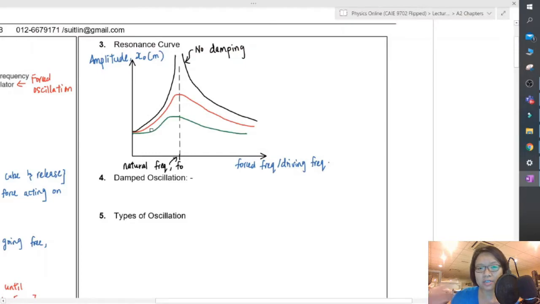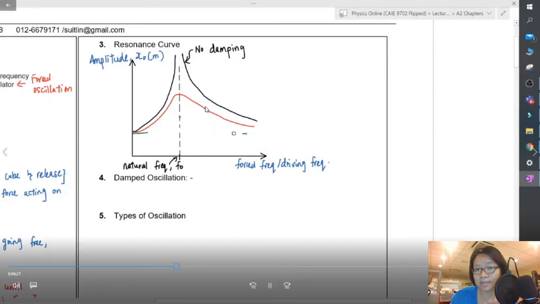The next thing you will notice, now I don't like the shape so I'm drawing it again, is that this thing is not symmetrical. You should never draw it symmetrical, because when the frequency is small, of course the amplitude will be small, less energy. When the frequency is higher, you will get a larger amplitude. But that aside, it seems like I'm touching the amplitude axis.